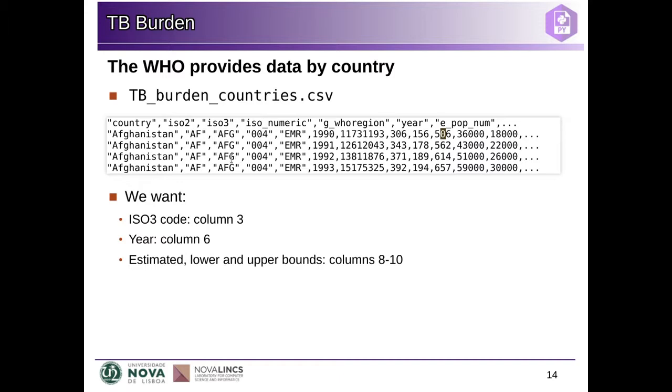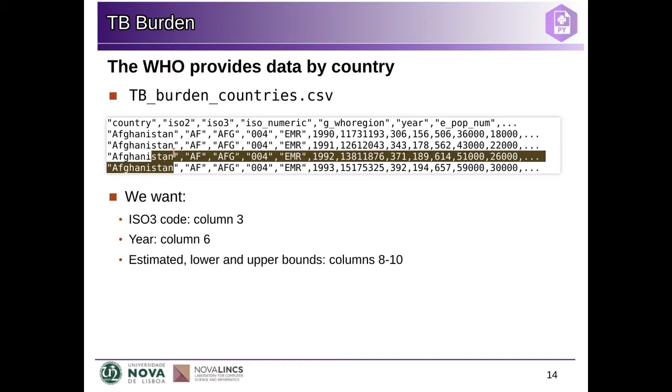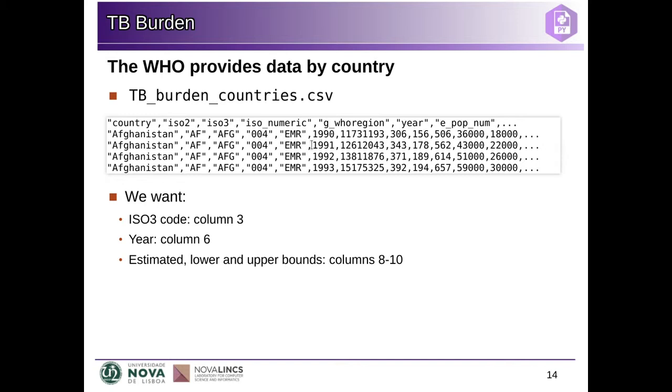And you see that the same country appears many times because each row corresponds to one year per country. So what we need here is the ISO 3 code for the country in the 3rd column, the year, which is in the 6th column, and then these 3 columns here, the estimated loads, the lower and the upper bound, so columns 8 through 10.